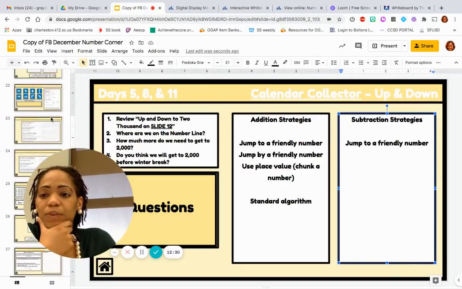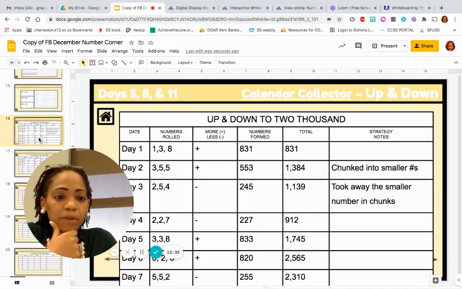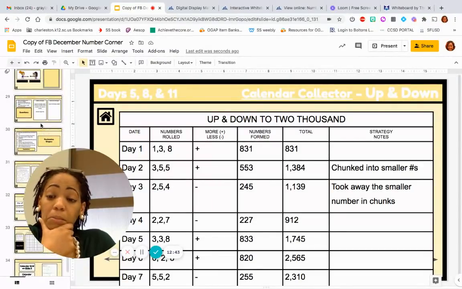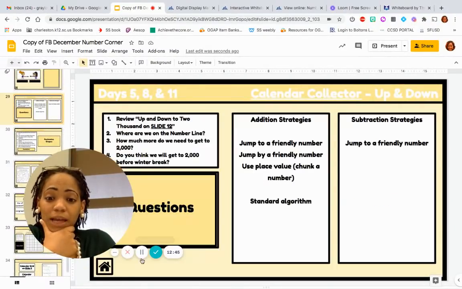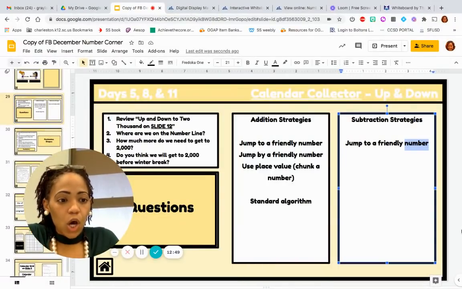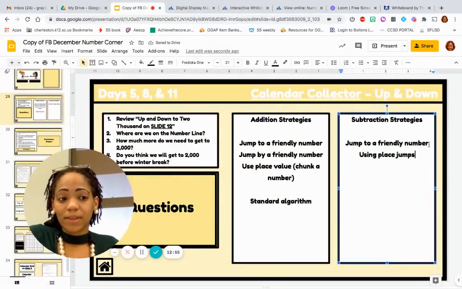Let's look back at some of our numbers, maybe some of our notes. Mr. Mill only took a couple notes this. Oh, look. Took away the smaller number in chunks. Another strategy, which I'm going to call using place value chunks.